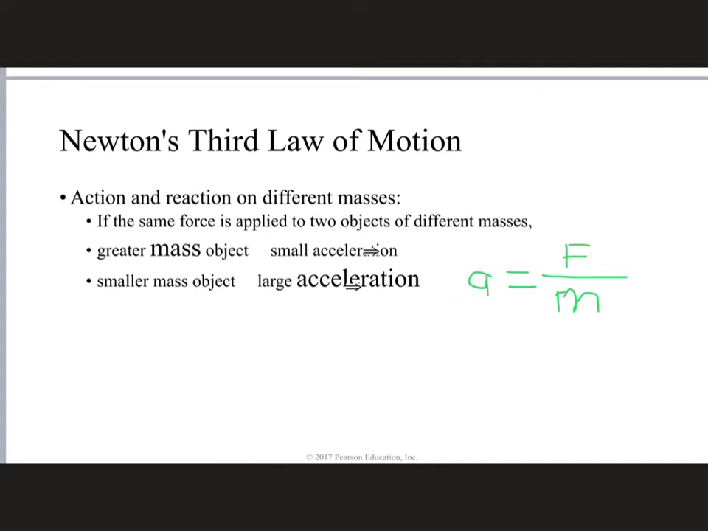And it's worth thinking about the effect of Newton's third law of motion on different sized masses. And so remember that the acceleration that a body undergoes is equal to its force divided by its mass. That's Newton's second law. So what happens if you have different masses? Well, if the mass gets bigger, you're dividing by a bigger number, so the acceleration gets smaller. That's the effect. And so a bigger mass means a smaller acceleration. A smaller mass means a bigger acceleration.